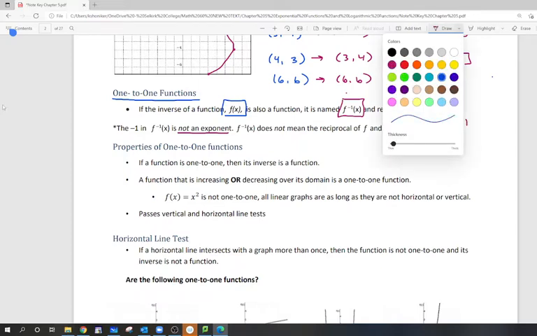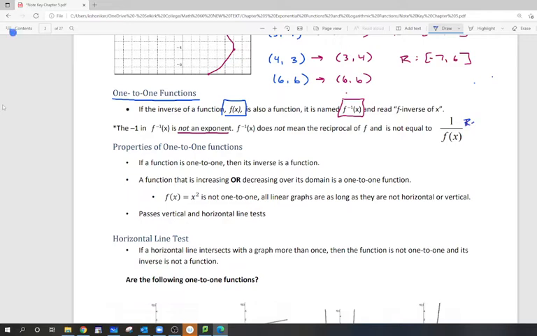This is called a reciprocal transformation, which I really wish we did, but we didn't. Okay, but this is a reciprocal transformation, and that's the notation that you show to say, hey, I want you to graph the reciprocal. This is the notation we use if we want to say, hey, I want to graph the inverse. So what are some properties of one-to-one functions?